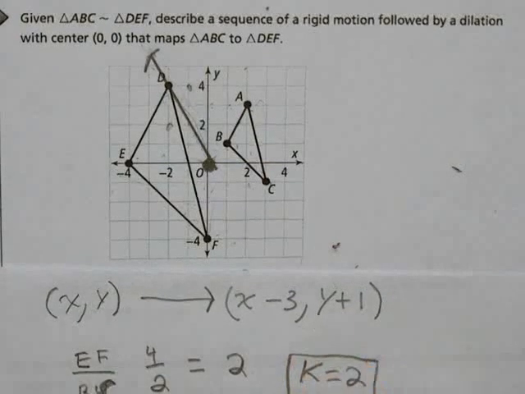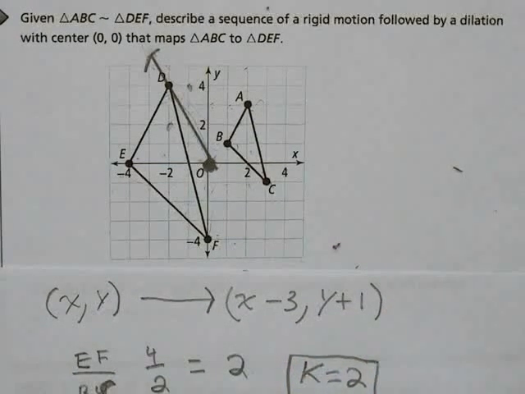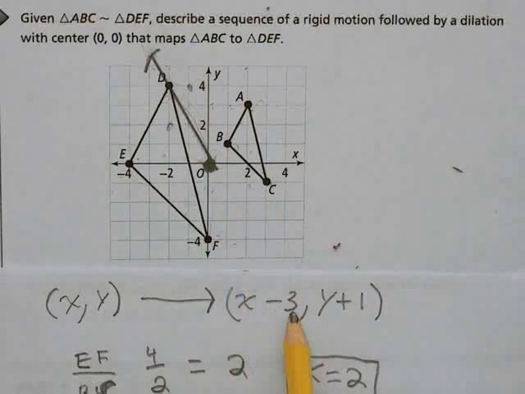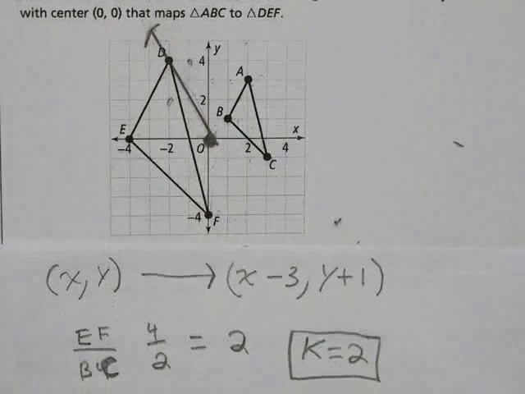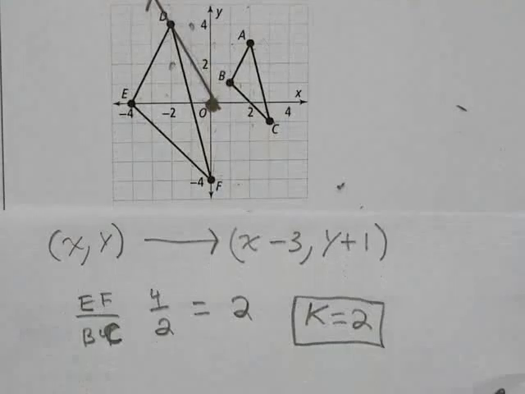And my answer to this question, what is the series of rigid motions, would be moving the shape ABC, the triangle, 3 to the left and 1 up, followed by a dilation of 2. Pardon me, I think I just need to move that up. There you go.